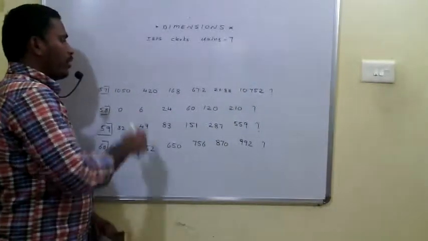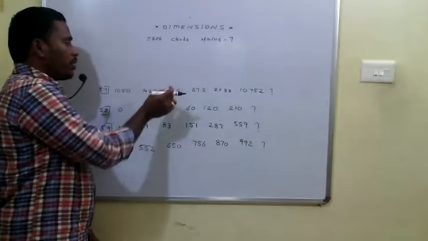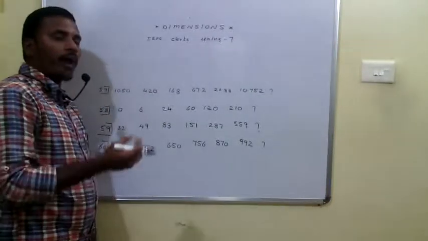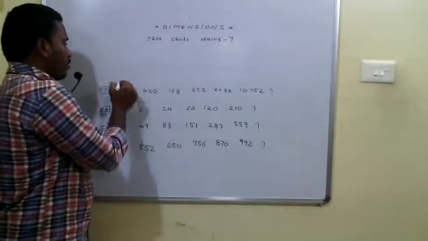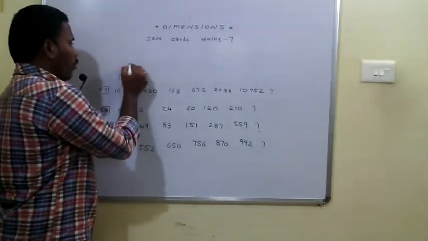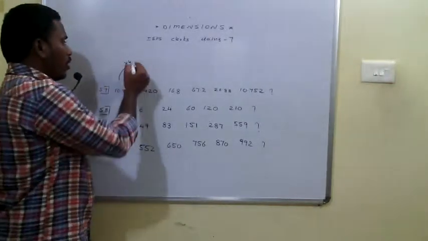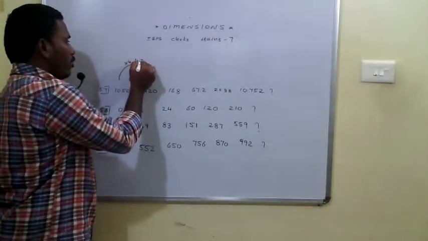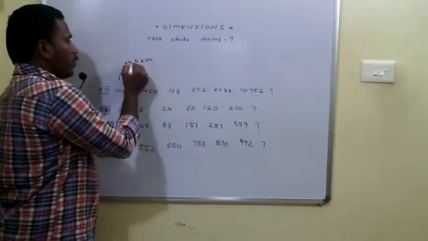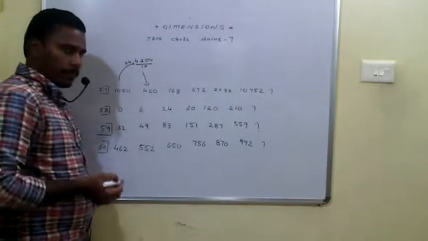For the 57th, to identify the next term, we need to multiply each and every term with 4 and then divide with 10. For suppose this is 1050. If you multiply this 1050 with 4, what will happen? 1050 into 4 is nothing but 4200. This 4200 divided by 10 will give us 420.